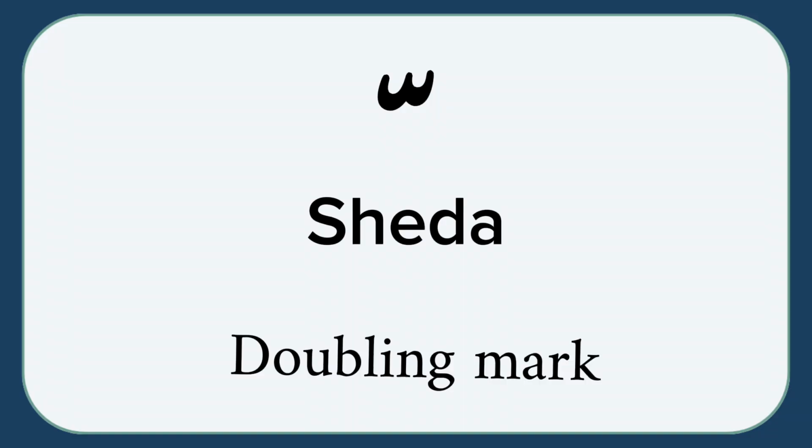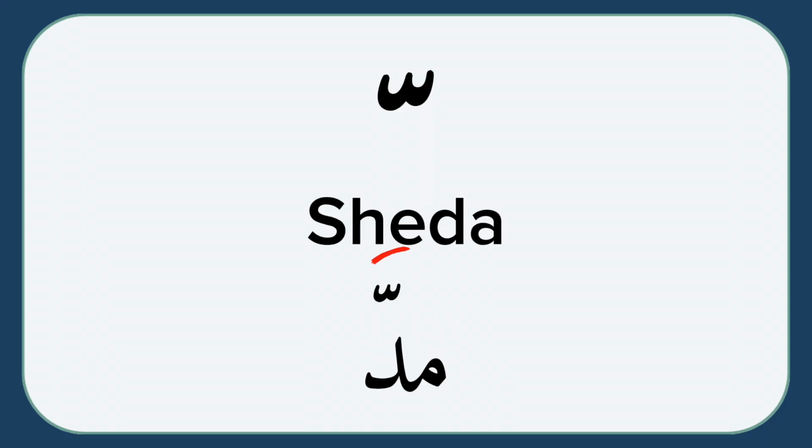Now let's look at shadda, the doubling signal. The shadda looks like a small W placed above a letter, and signals the letter should be pronounced twice, or with extra emphasis.